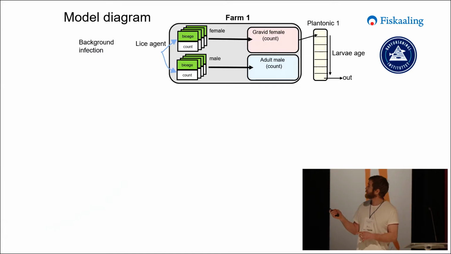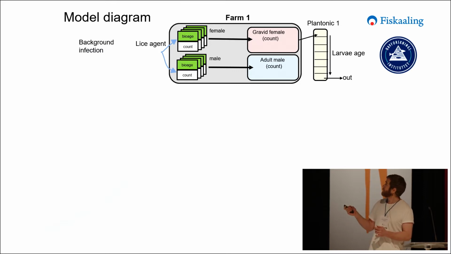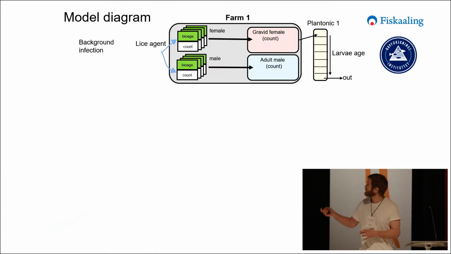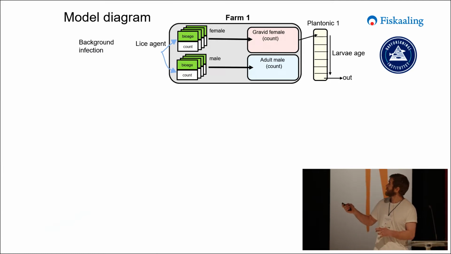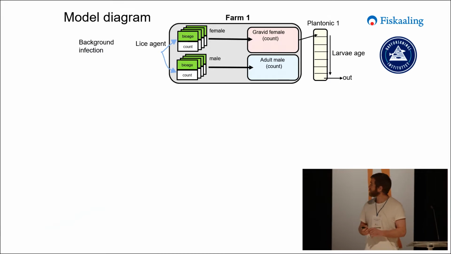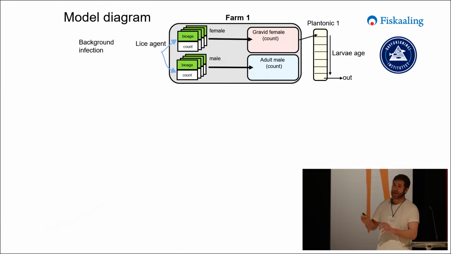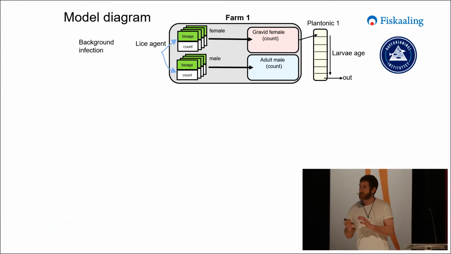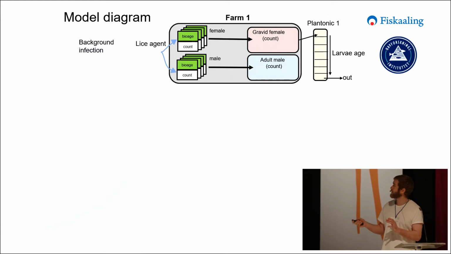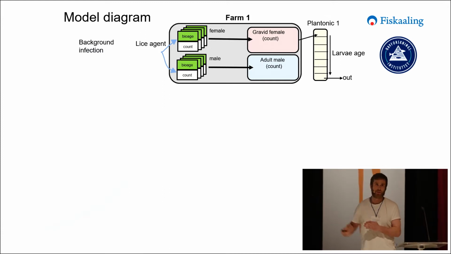And depending on the number of gravid females and also the temperature, they will make X amount of larvae, which we track in this planktonic agent, for lack of a better word. It's set to track 40 days back in time now, so we know for each farm how many larvae they produced 40 days back.